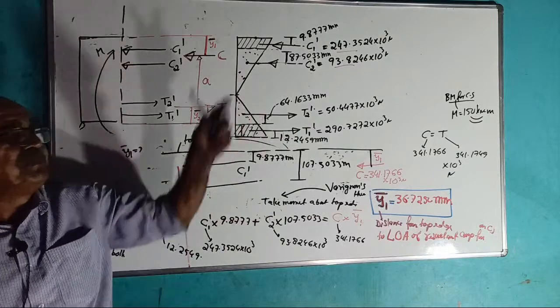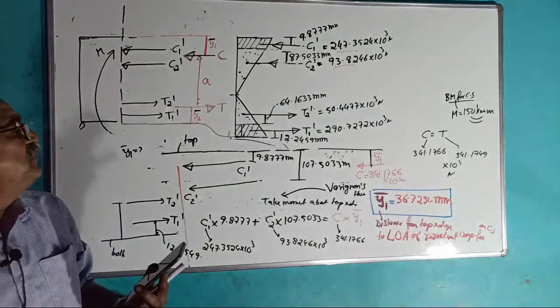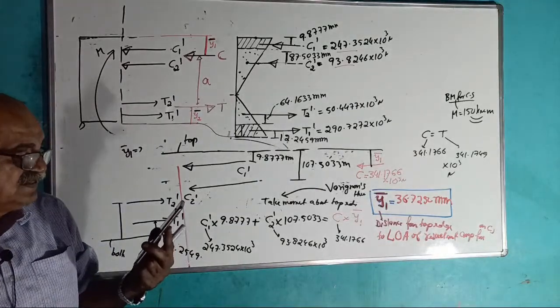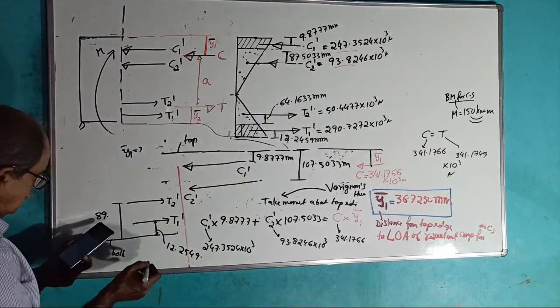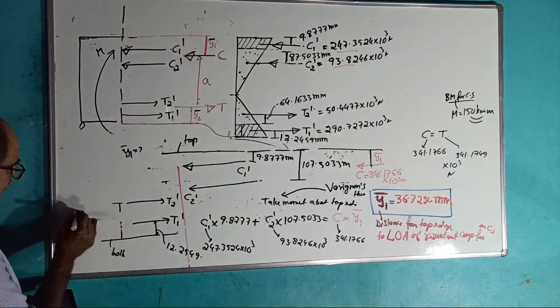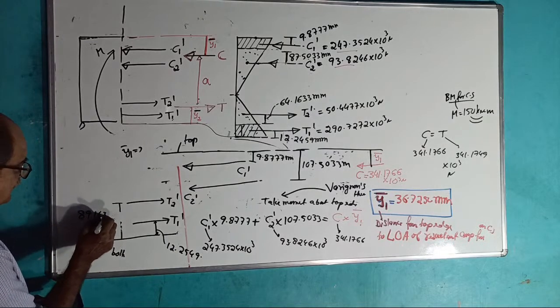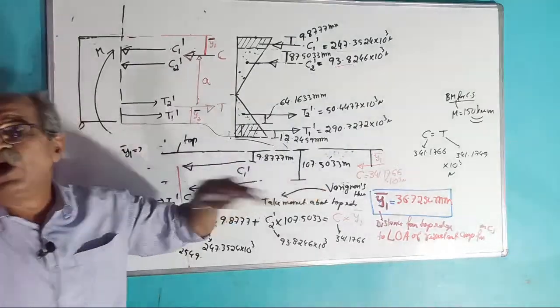25 plus 64.1633. 89.1633. Okay. It is 89.1633 millimeter. Okay. Now, what I have done there, you have to repeat here.